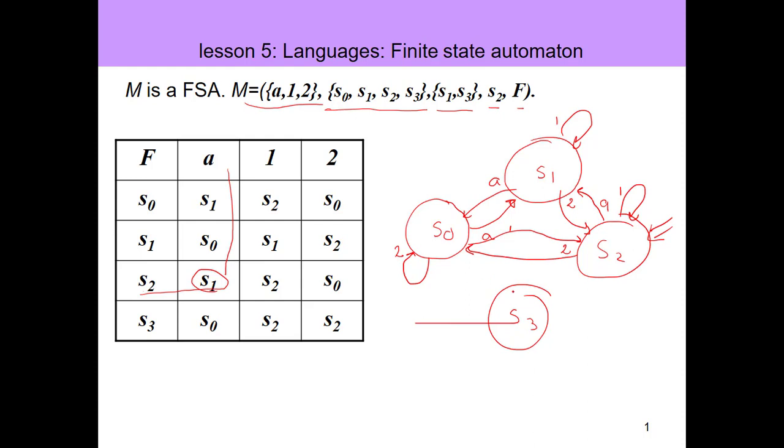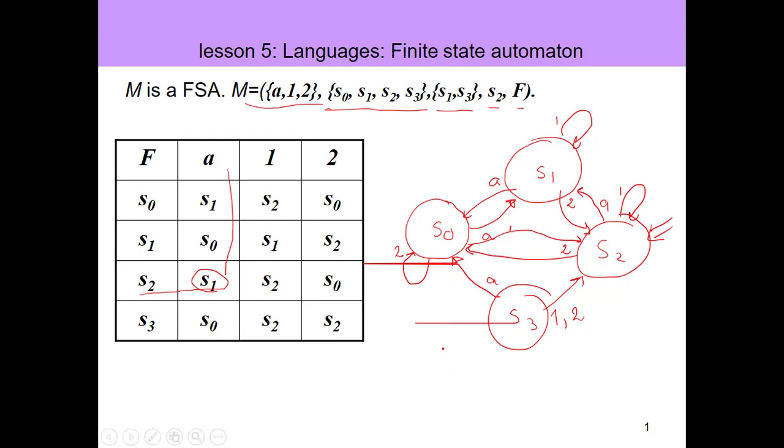Okay, only one left, S3. If I get an A in S3, I go to S0. If I get a 1 in S3, I go to S2. And if I get a 2 in S3, I also go to S2. So this is my complete graph corresponding with the FSA given by this definition.